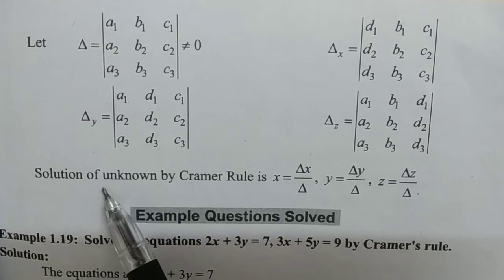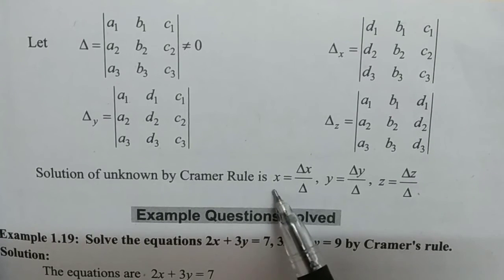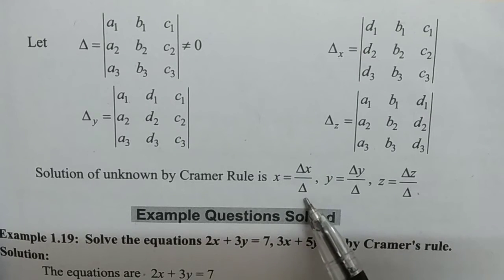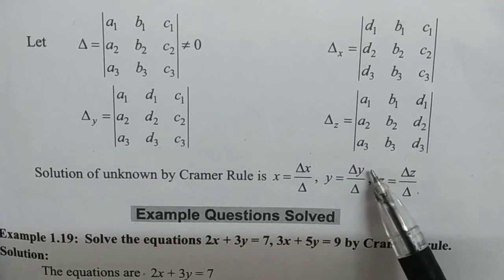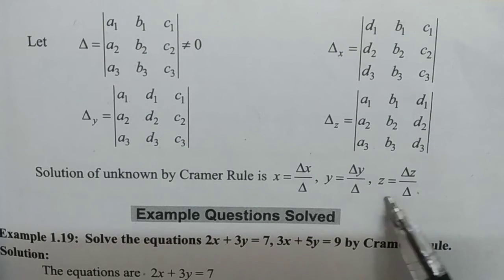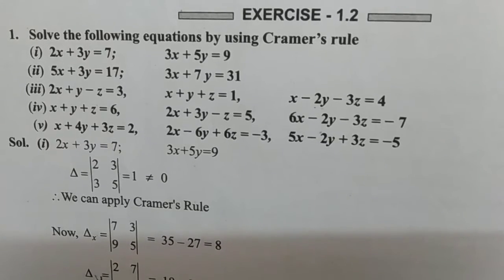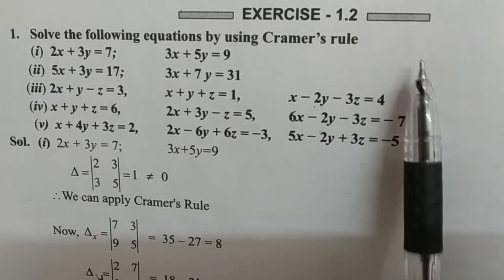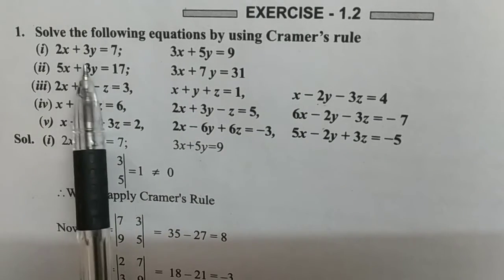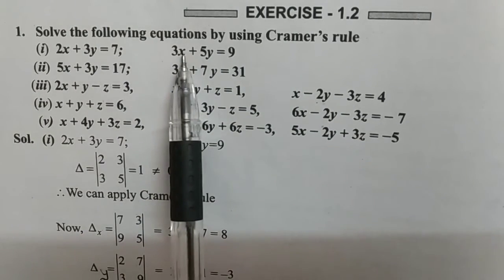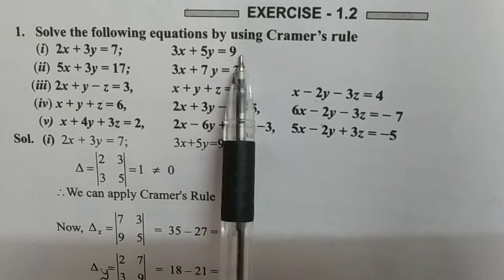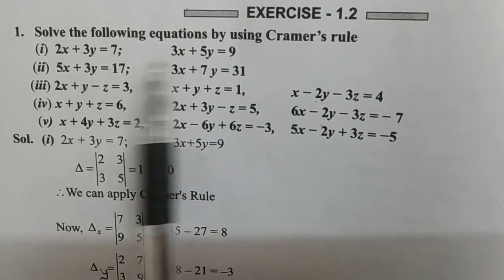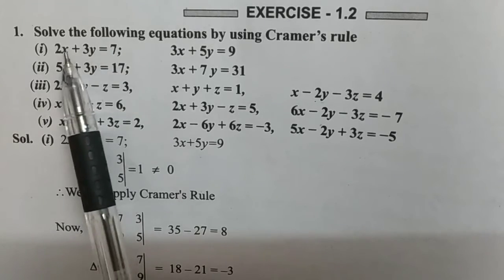So the solution of the unknowns by Cramer's rule is x equal to delta x divided by delta, y equal to delta y divided by delta, and z equal to delta z by delta. We discuss some exercise problems. Solve the following equations by using Cramer's rule. What is the first problem? 2x plus 3y equal to 7 and the second equation is 3x plus 5y equal to 9. Two equations are given and the number of variables is 2, x and y.